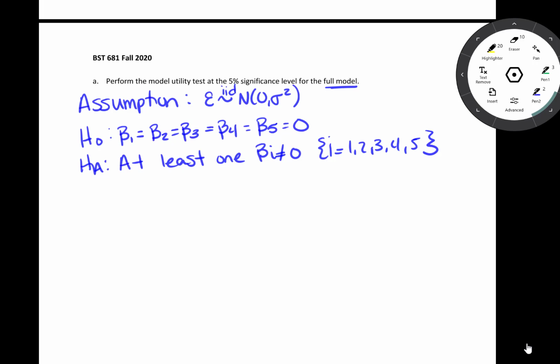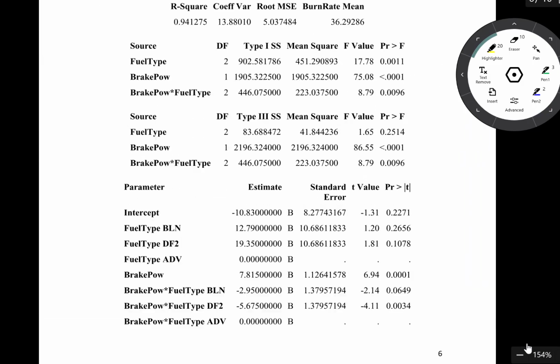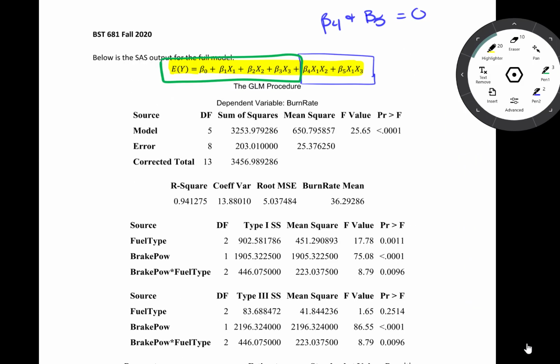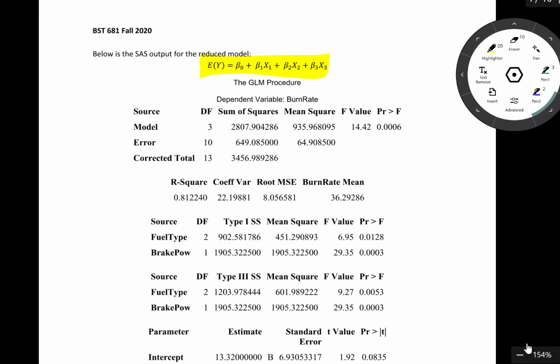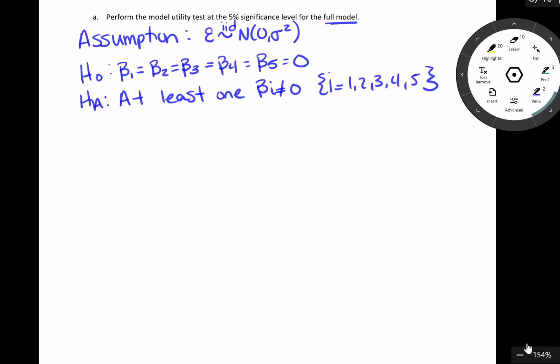Okay, so we're going to look at our SAS output for the full model. Remember, that was this piece right here. The first thing we need to do for this model utility test is look at this overall summary of the model, and find that test statistic and that p-value. So there is our f-value, and there is our p-value. Coming back down here, we have that f was equal to 25.65, and that our p-value is approximately 0.